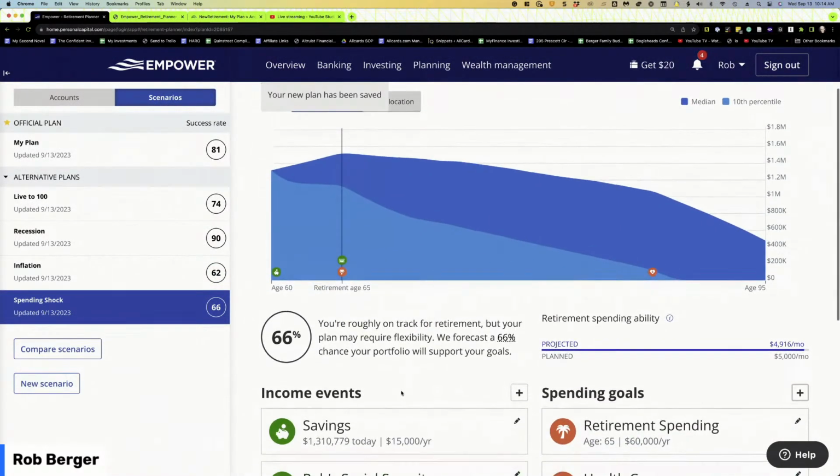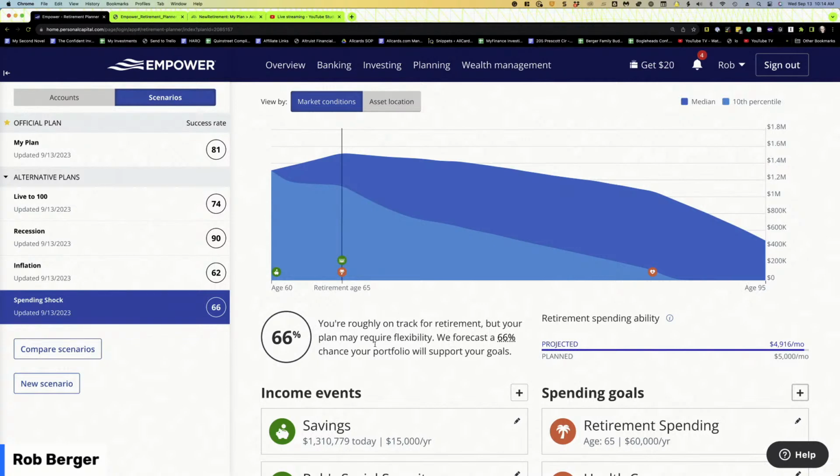And you can see it also has a pretty significant effect on our chances of success. So when we look at these, the recessions maybe didn't hurt us as much, but the chance of living longer than planned, the chance of inflation being higher, and the possibility of a spending shock all really hurt our plans. Now, here's where you have to assess how likely is that risk, what is the ability that I might have to reduce my spending.